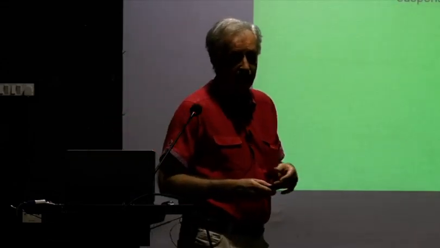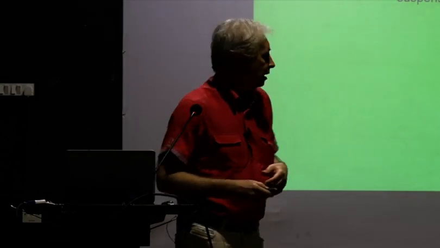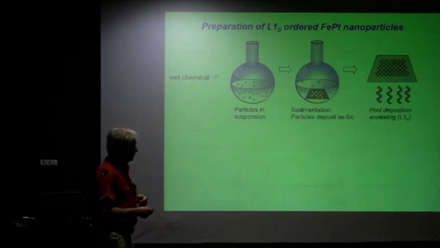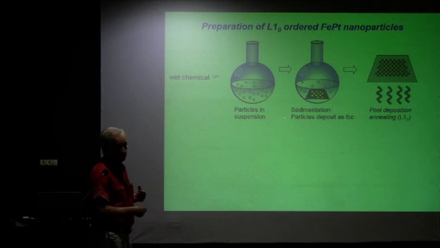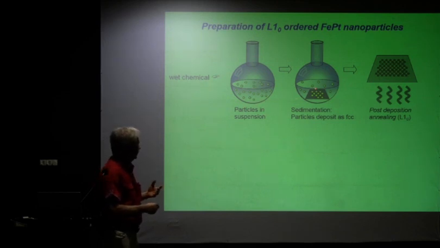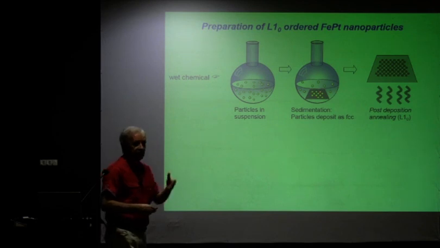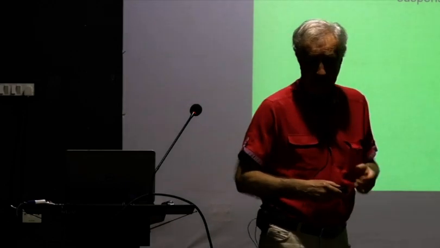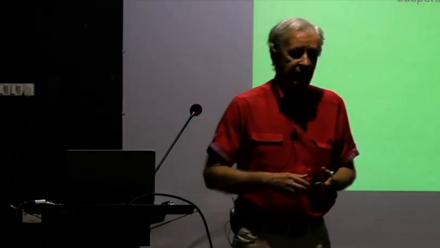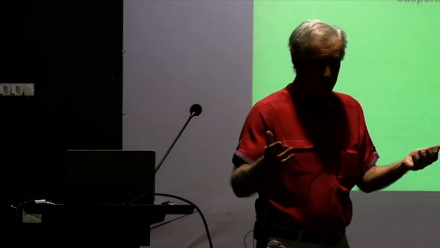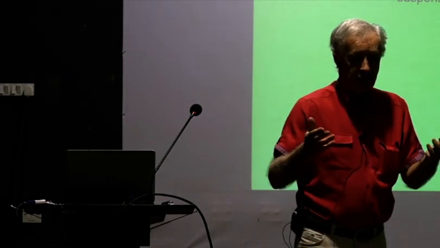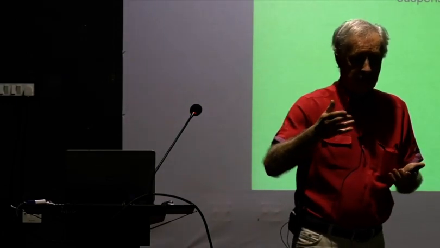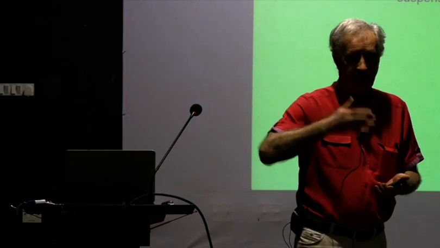Now, we talked about the wet chemical method and the gas phase method. In a wet chemical method, in principle, you have particles in suspension, and then you have a sedimentation, and they deposit on some kind of a substrate, and then you take that out. And after you've taken that out, you have your particles, and then what do you have to do? You have to anneal your particles, if they are in the FCC state, to be able to stabilize the L10 state. I don't think I said that.